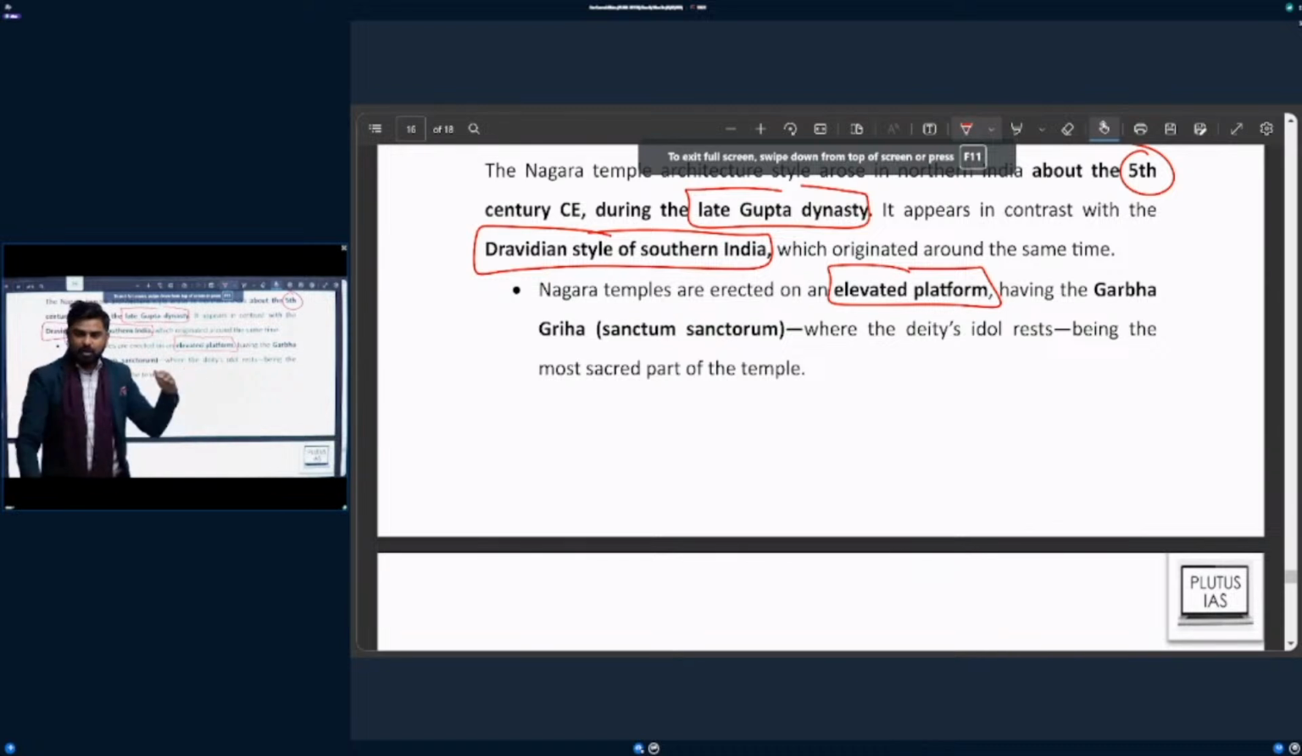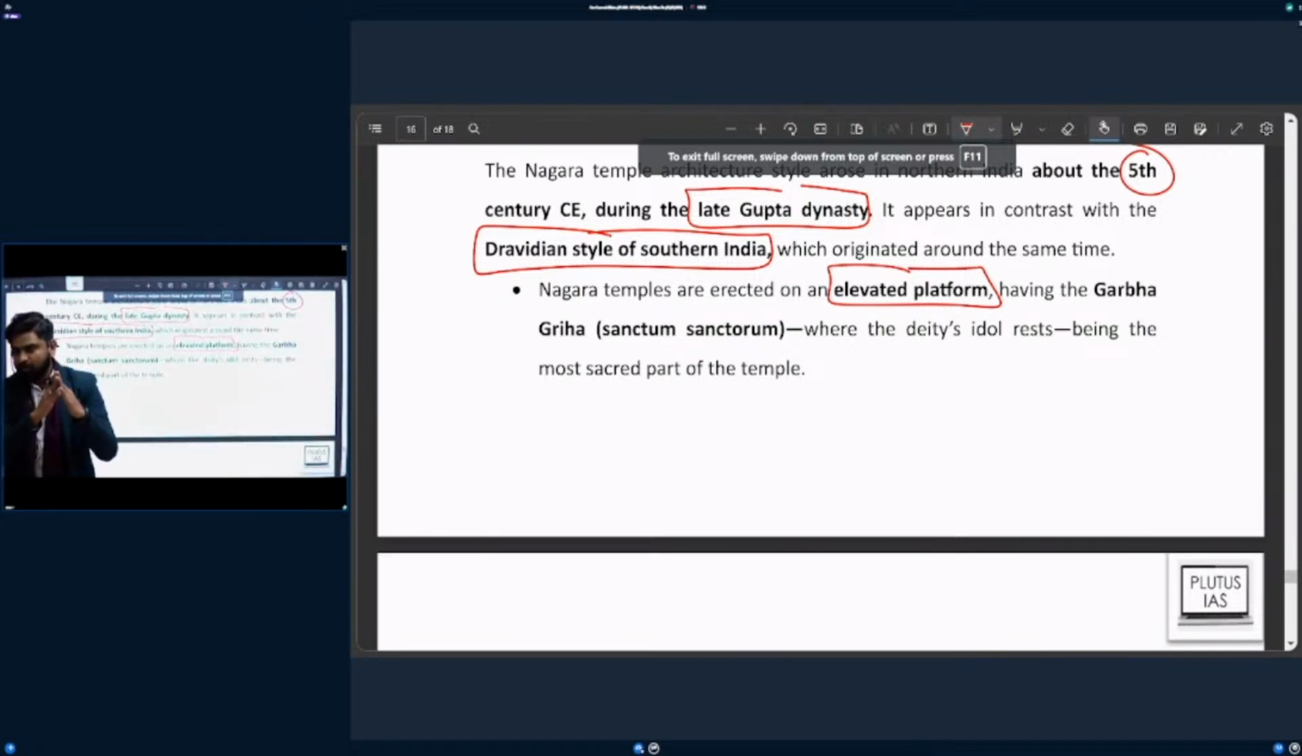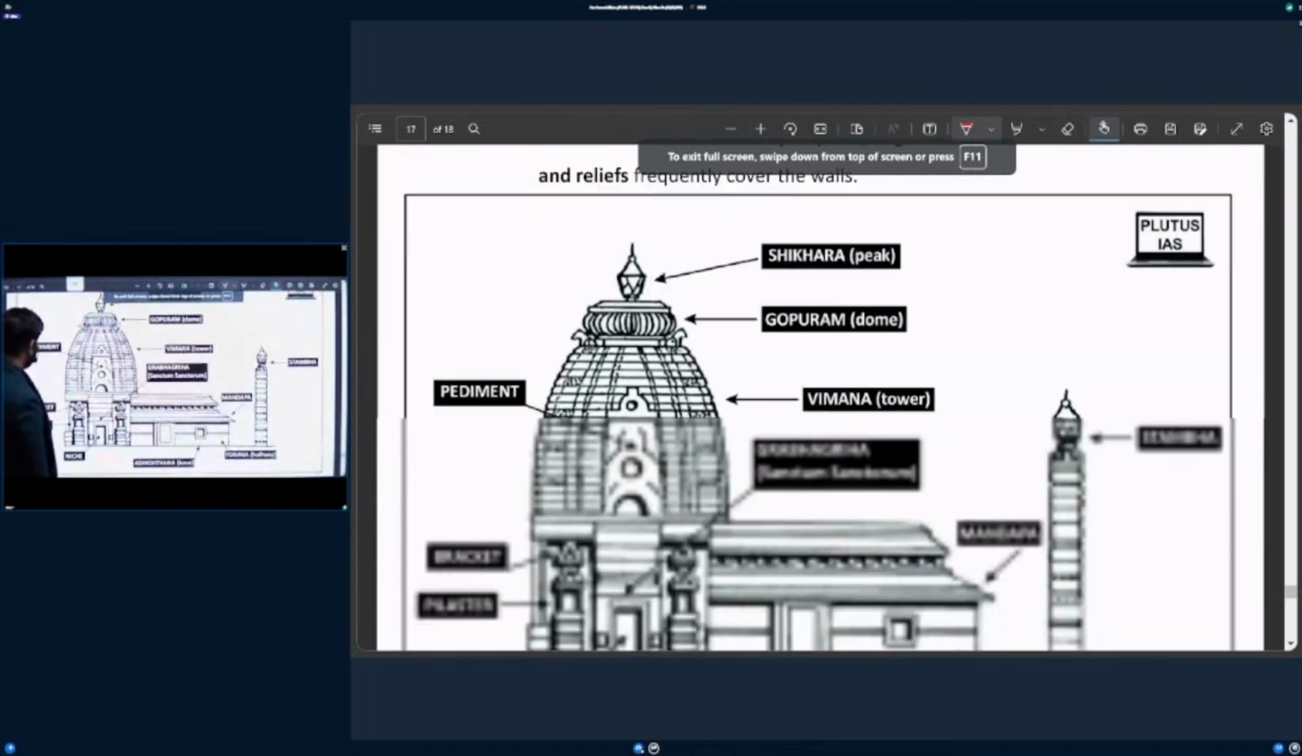Nagar style में you have a platform, then temple. Dravidian style में directly you have a temple. There is no platform. Second difference, Nagar style में you have a sloped शिखर, और which is on the गर्भगृह. गर्भगृह आपको जैसे इसमें मैं पिक्चर दिखाता हूं, उससे समझ में आएगा. ये देखिए, जैसे ये है आपका नगर स्टाइल.